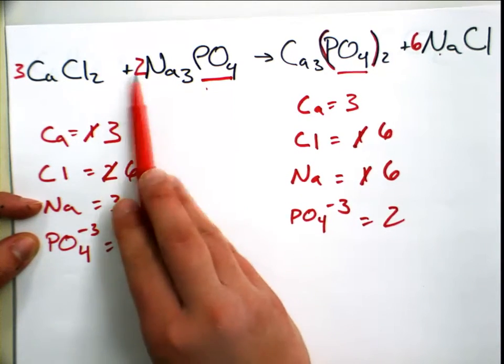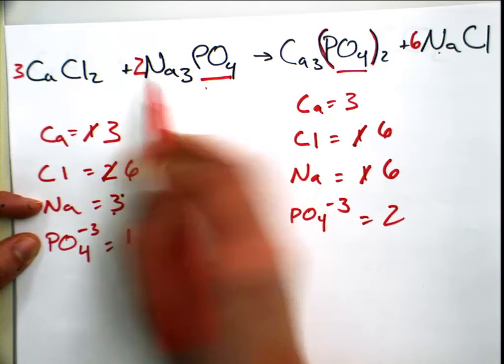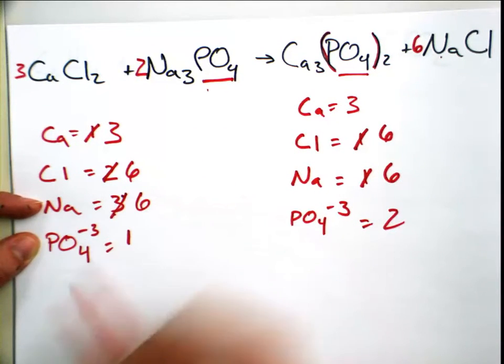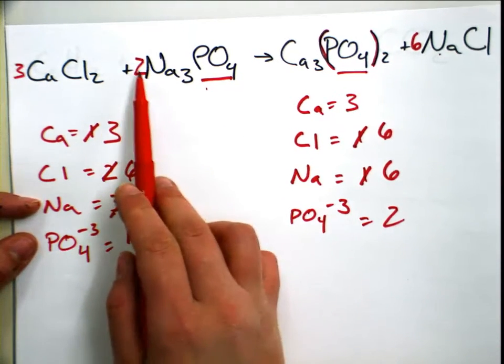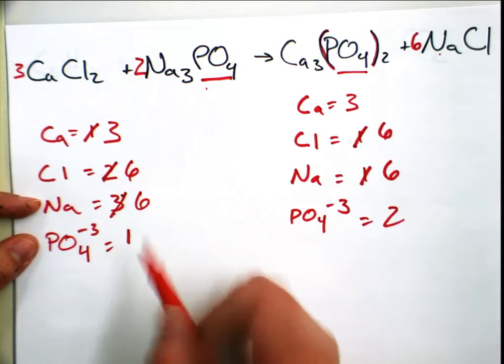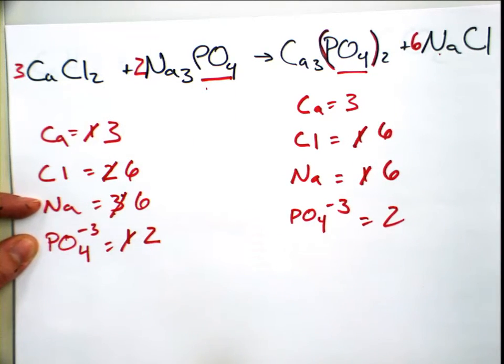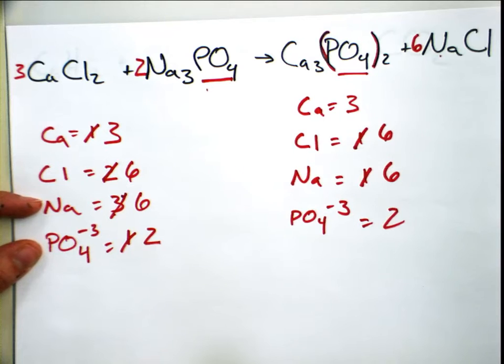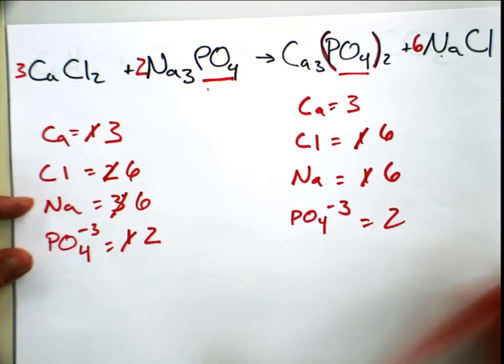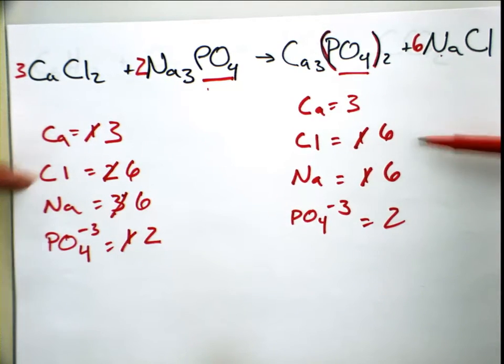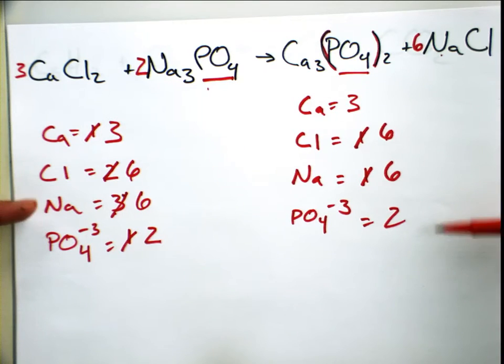That gives us 3 times 2, excuse me, 6 units of sodium. And now our phosphate increases to 2 units of the phosphate polyatomic anion. And looking here, we have 3, 6, 6, and 2. So we have the same number of each type of atom or polyatomic ion. And so now this equation is balanced.